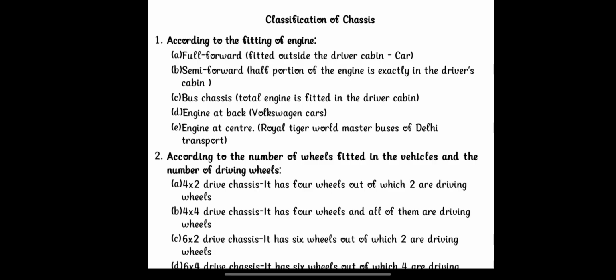Based on the second category, according to the number of wheels fitted in the vehicles and the number of driving wheels, there are 4 into 2 drive chassis, 4 into 4 drive chassis, 6 into 2 drive chassis and 6 into 4 drive chassis. In the 4 into 2, out of 4 wheels, 2 wheels are driving wheels. In the 4 into 4, all 4 wheels are driving wheels. In the 6 into 2, the vehicle has 6 wheels with 2 driving wheels. And in 6 into 4, out of 6 wheels, 4 are driving wheels. This is the basic one.